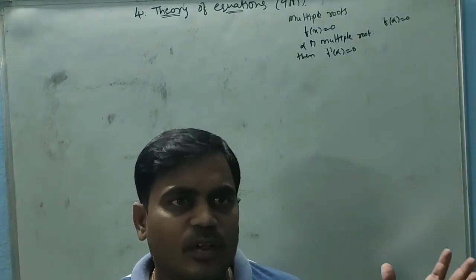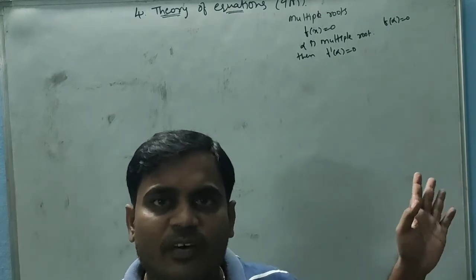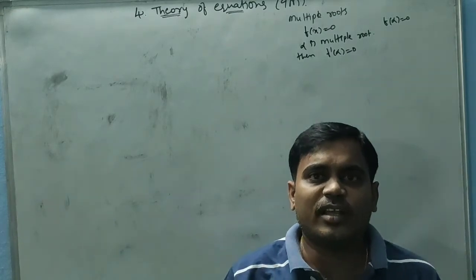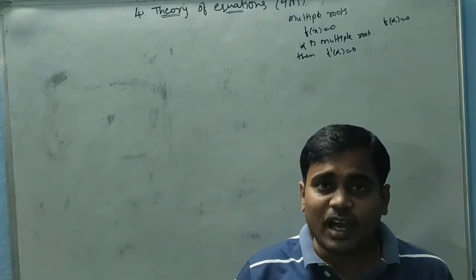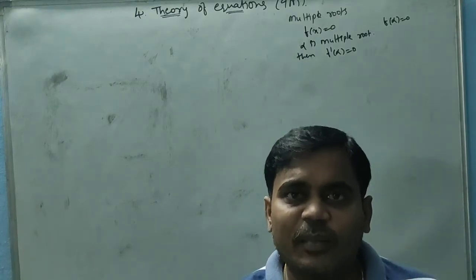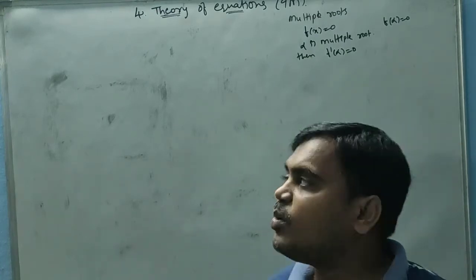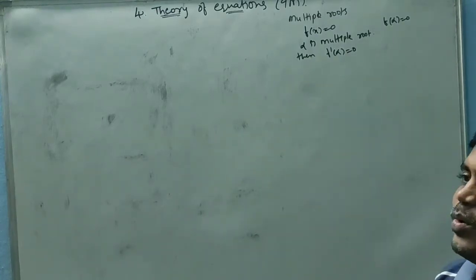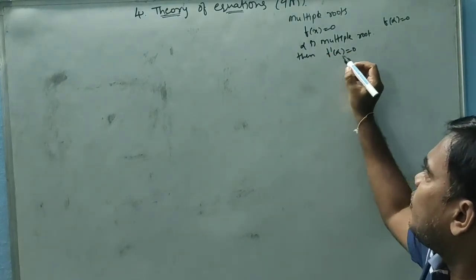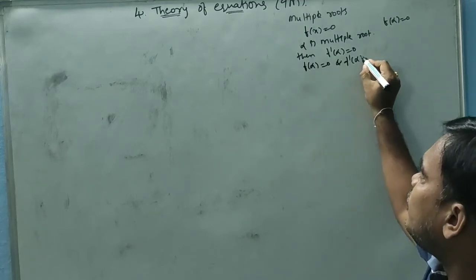So f of x equal to 0 has some roots. Let us consider alpha is one of the roots, then f of alpha equal to 0. Whatever the root, it must satisfy the given equation. If alpha is a multiple root, it means alpha is repeated 2 times, 3 times like that. How many times we don't know. If it is a multiple root, then f dash alpha equal to 0. So f of alpha equal to 0 and f dash alpha equal to 0.